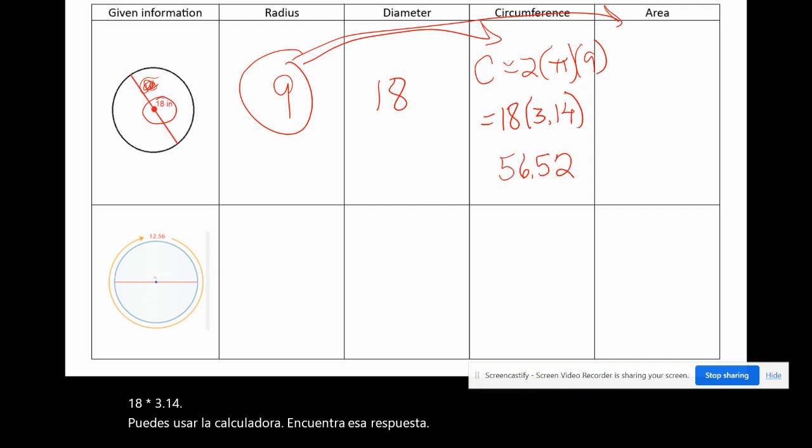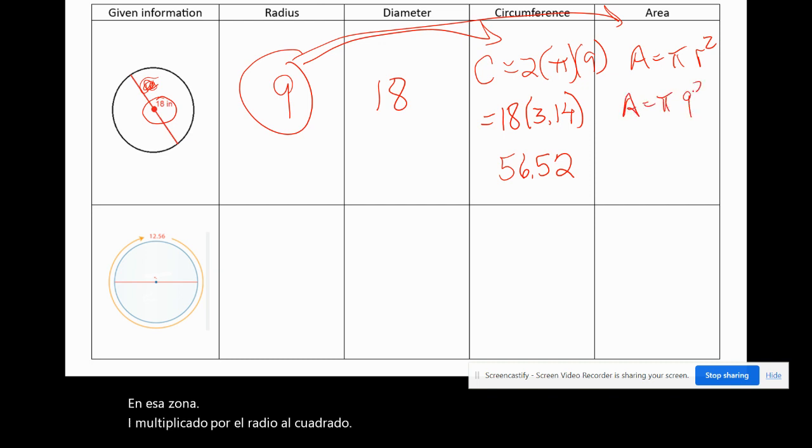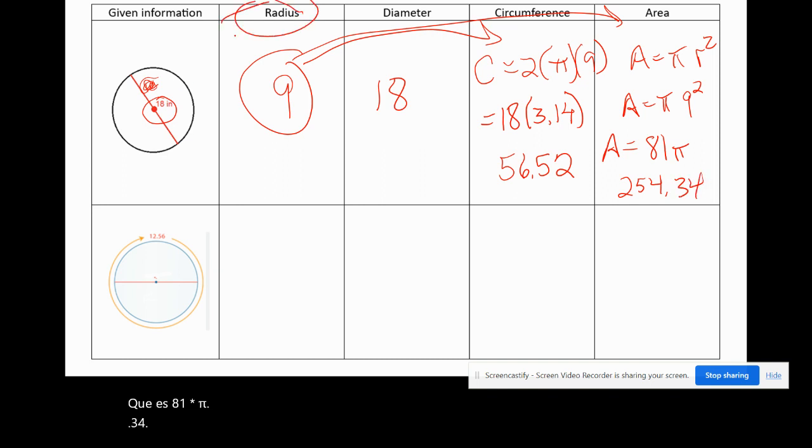56.52. And the area, pi times radius squared. So pi times 9 squared, which is 81 times pi. 254.34. So again, find the radius and you can find both circumference and area.